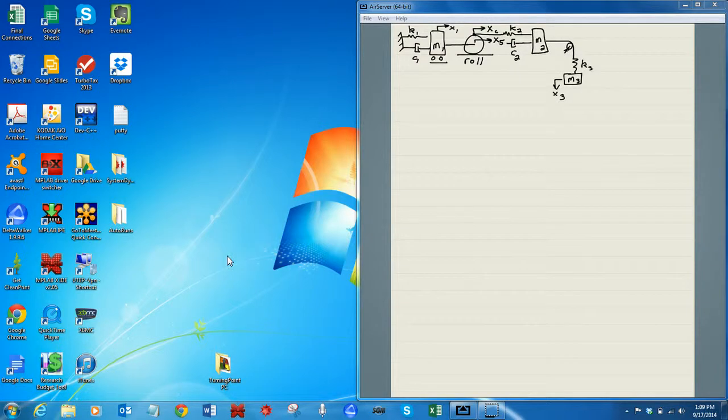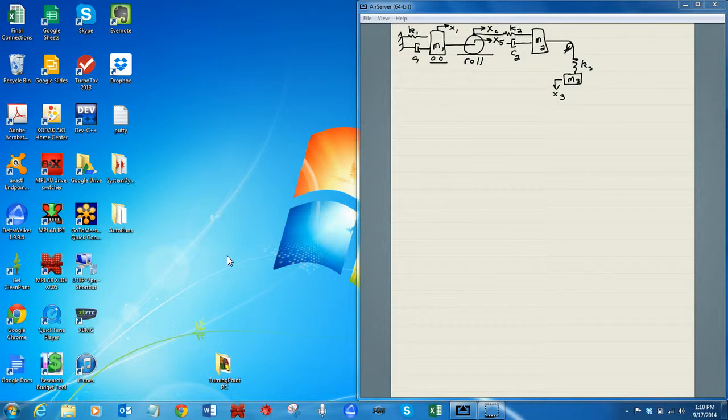Okay, we want to derive the equations of motion for this system, and the first step is to identify the number of degrees of freedom. In this particular case, mass 1 has the ability to move, and so that gives us at least 1 degree of freedom. If you hold mass 1 fixed, then the cylinder is not able to roll because the center of the cylinder is held fixed, assuming that that's a rigid rod between the mass and the cylinder.